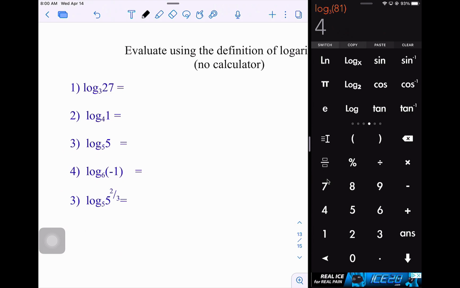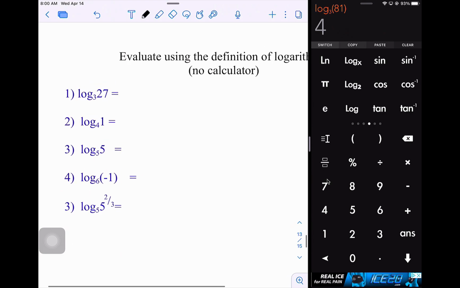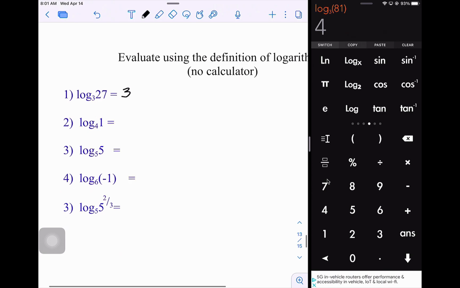3. Why 3, Bella? What were you doing in your head? Yeah, right here for you. What power do I raise the base to get 27? 3. That's where the answer is coming from. How about the next one? What power would I raise 4 to get 1? Was it, Jack? 0. Very good. In this case, you end up with 0. 4 to the 0 power would give you 1. Okay? How about the next one? 1. 5 to the first power gives you 5. How about the next one?